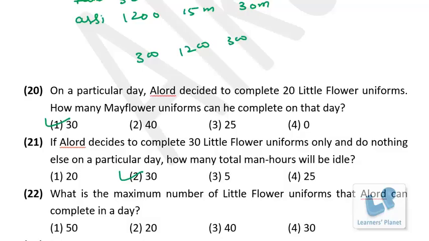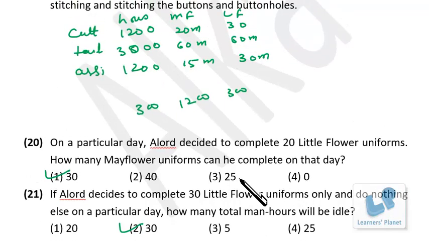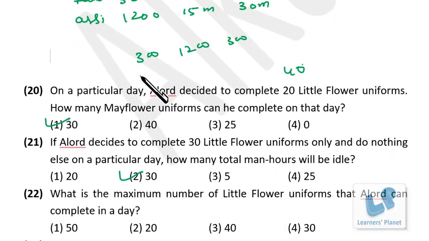What is the maximum number of Little Flower uniforms that a lot can complete in a day? So in that case, we have to find out the time in each case, right? So 30 minutes in cutting one dress and available minutes are 1200, so 40 dresses can be cut. So we just have to check the least time. Then 60 minutes in stitching, so 50, and in this case also 40. Okay, so at max he can complete 40 dresses. So that's pretty simple.